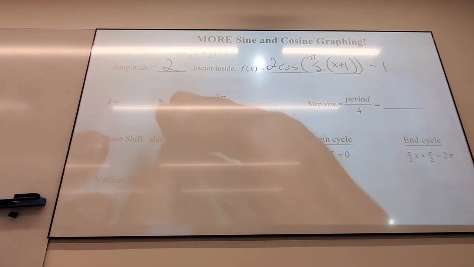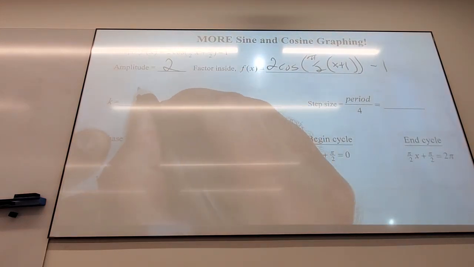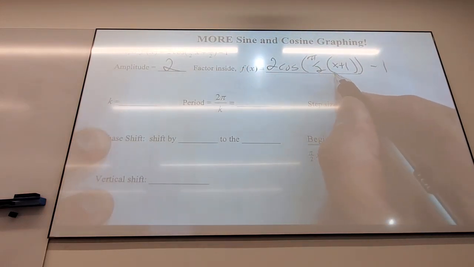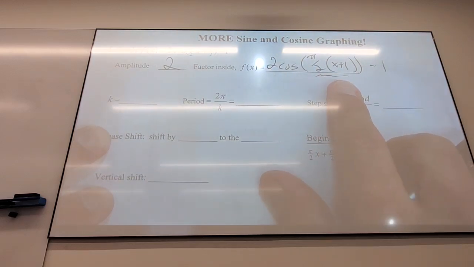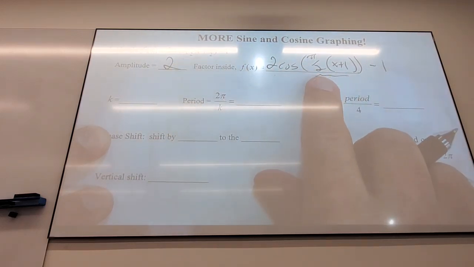What's K? Yeah, K is always the multiplier of the X. You can almost think of it as if it was just that, it would be the slope. Or if you don't want to think about it, it's just whatever number's in front of X. Right? So I knew that from the beginning. I can see pi over 2.